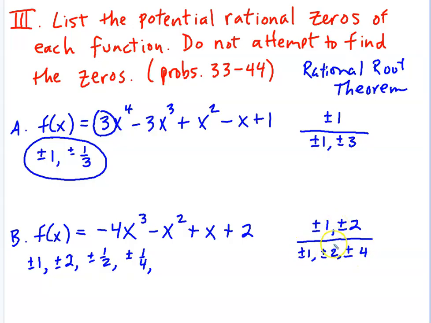So you're just going to work your way through and make all the possible combinations to come up with the existing numbers in this fraction. And when you've listed all those out, you are done. So this would be my answer for letter B. All right.